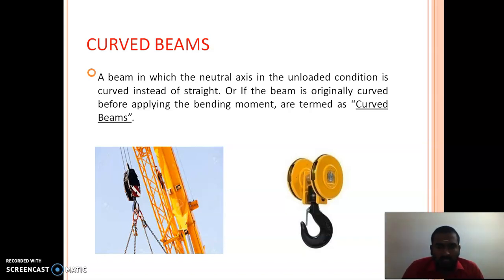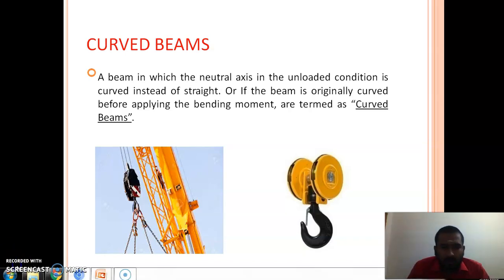Till now you have seen straight beams. You know how to calculate bending stresses for straight beams. You know the very popular bending equation, M by I equal to f by y equal to E by R. This is an advanced topic. So here we are looking into curved beams, not straight beams.